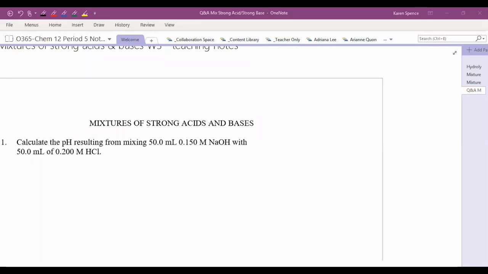So today we are going to be looking at any questions that you have from the mixtures of strong acids and strong bases. Let me know which questions you'd like to do. And if we have a little extra time afterwards, we can get started on buffers as well.